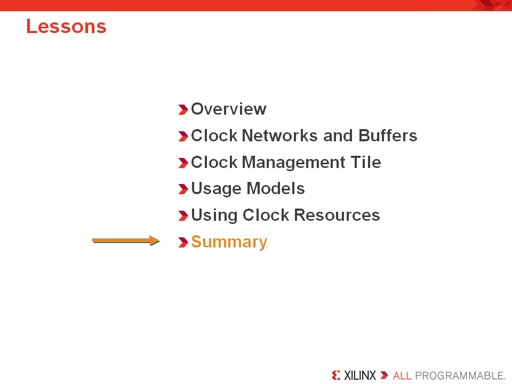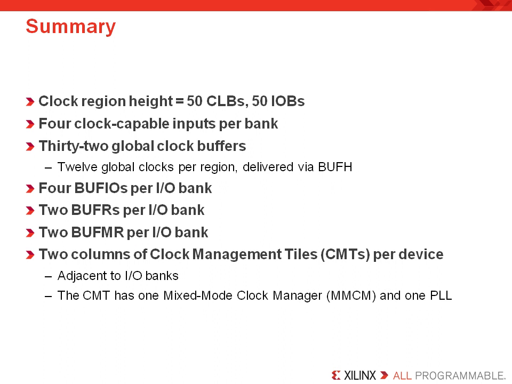Okay, let's now have a brief summary and then we'll wrap up part 1 of the Clocking Resources series of recorded e-learnings for the 7 Series products. In summary, each clock region has a height of 50 CLB rows and has 50 I/O pins associated with the bank, which is associated with each clock region. There are also 4 clock-capable input pins per bank, which can be configured as single-ended or differential inputs.